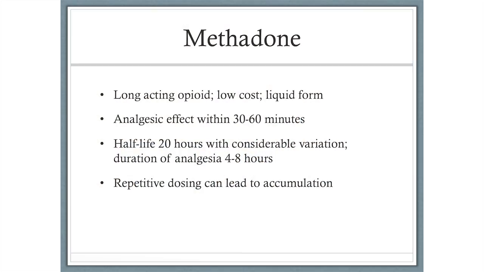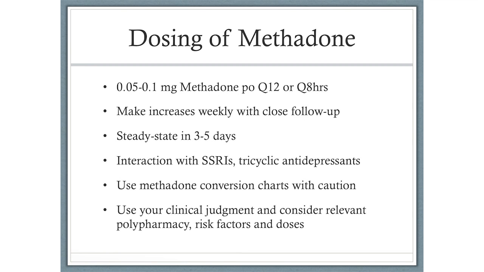The half-life is really variable, 8 to 56 hours, but the duration of analgesia is only about 4 to 8 hours. So you have to be really careful with repeated dosing because it can accumulate and you can get respiratory depression from it. The dose is about 0.05 to 0.1 milligrams per kilo every 8 to 12 hours. When I prescribe this in outpatients, I tend to not make changes any more than about every 5 to 7 days because of the risk of accumulation.